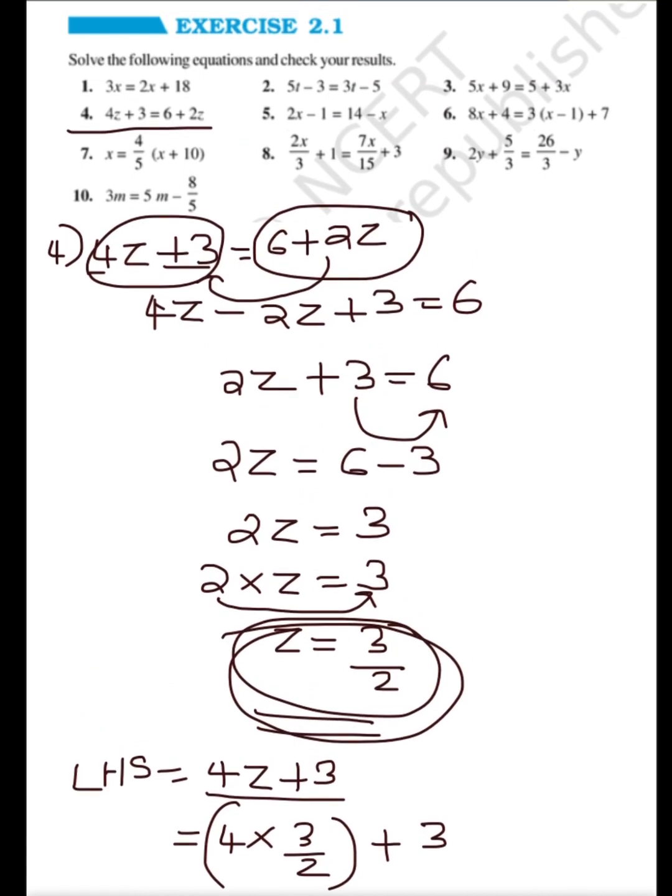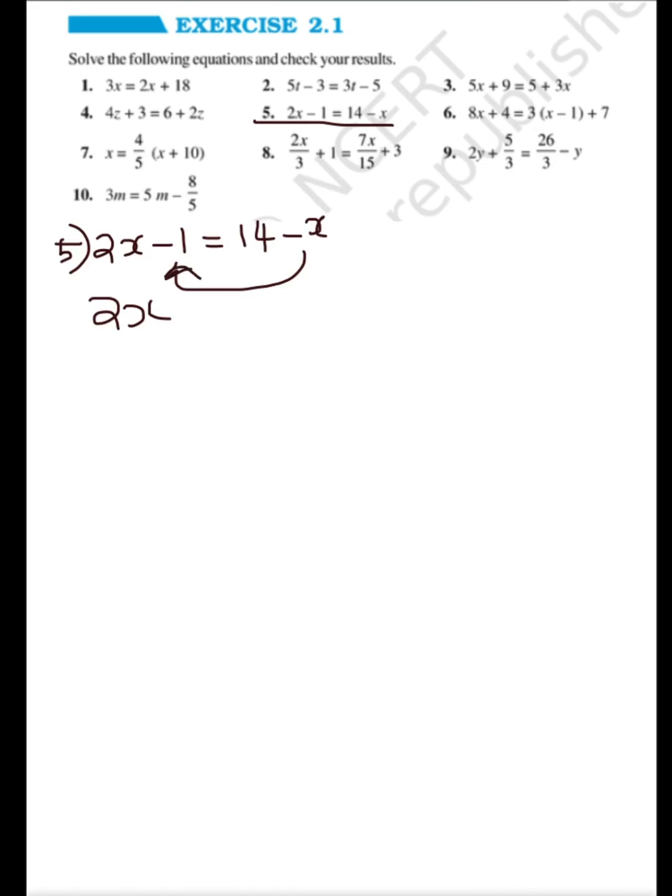Now let's see the fifth one. So the fifth one, what is the question? 2x minus 1 equals 14 minus x. Let's write it. Here also, let's take variables to one side. So you can take this x to the left hand side.